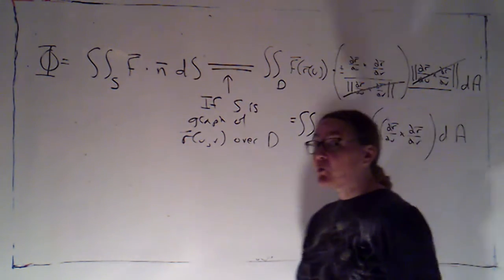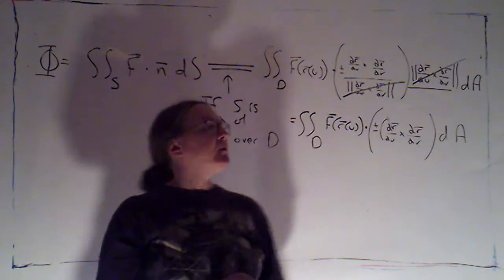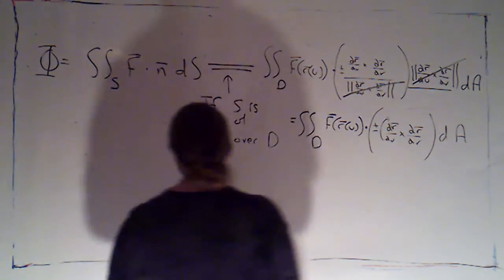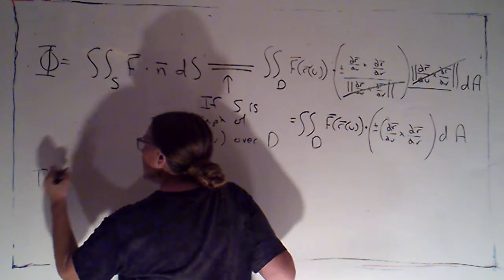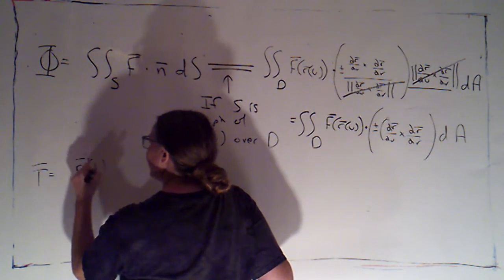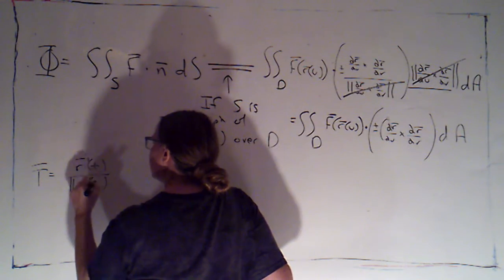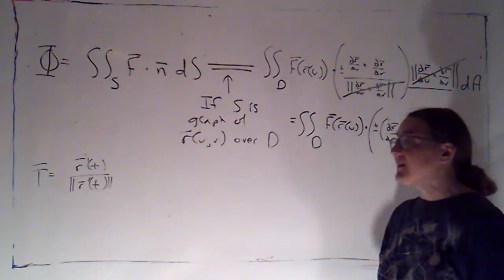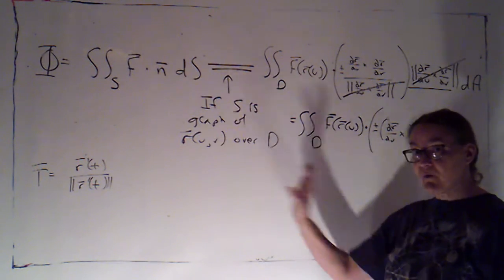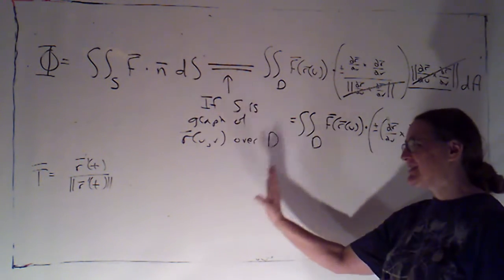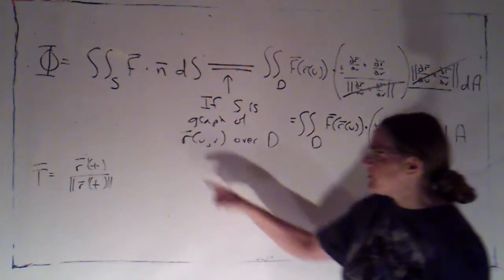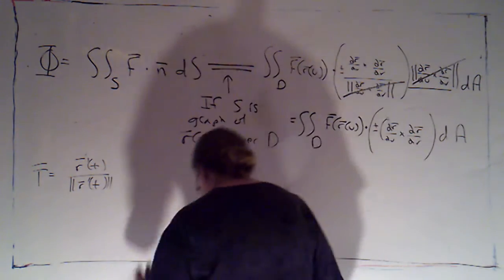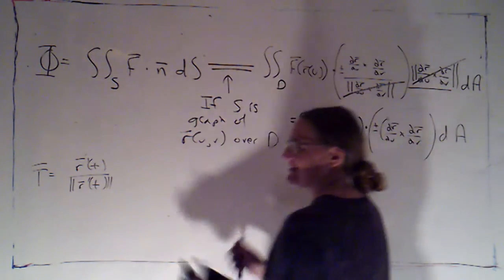Kind of like with our work integrals when we were looking at F dotted with T, and T, if you'll recall, was r prime of t normalized, but the magnitude of r prime of t was the scaling factor that we get with line integrals, where we switch from d little s to dt. And so that scaling factor also canceled out. So it's very, very nice that that happens.